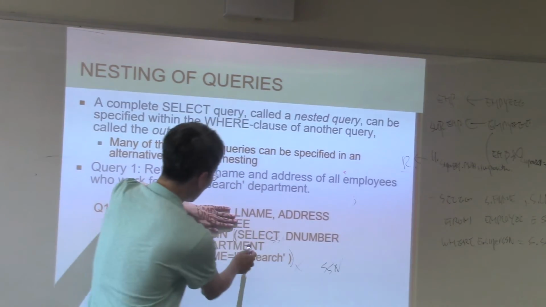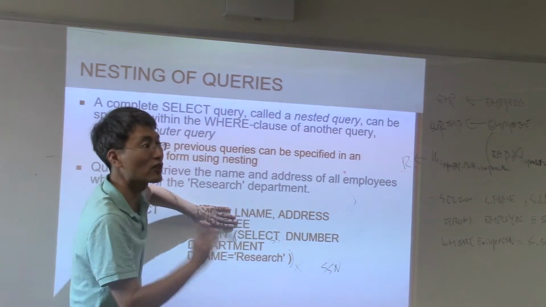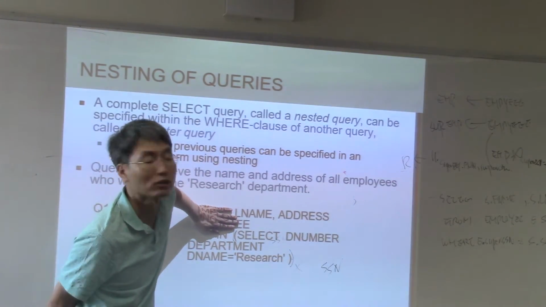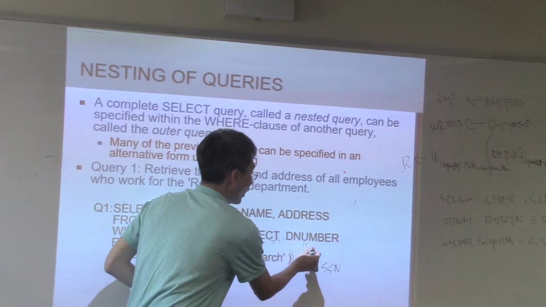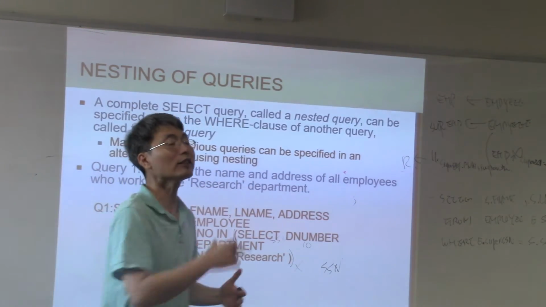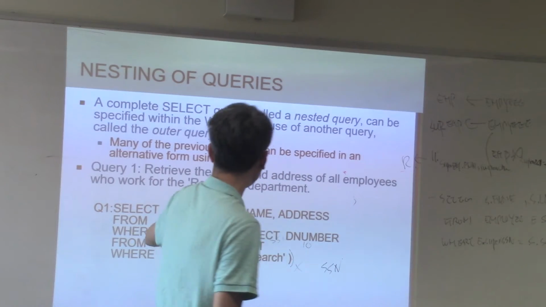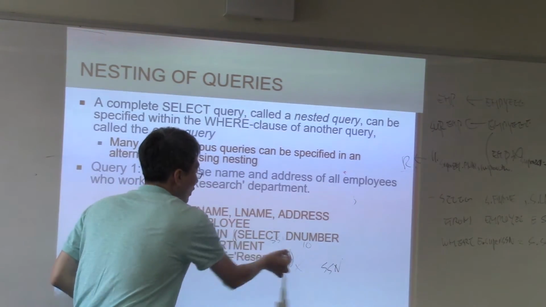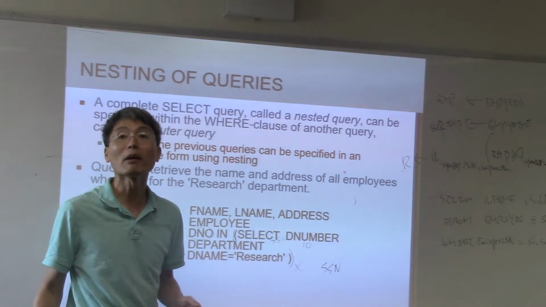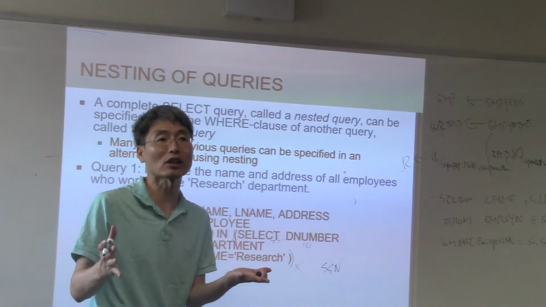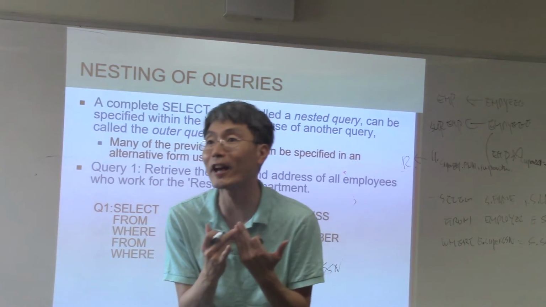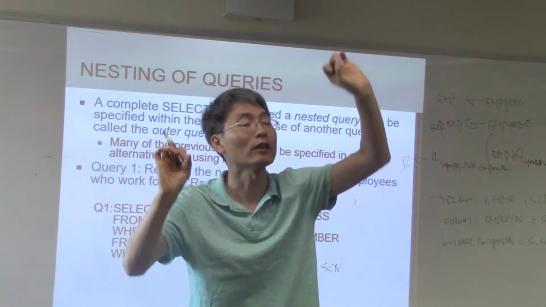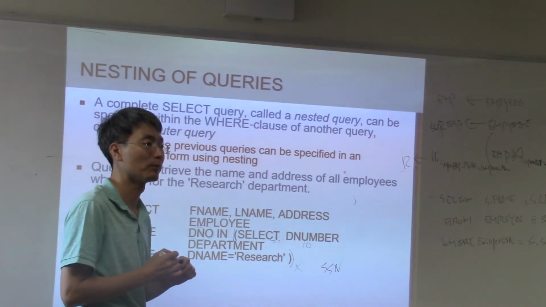Forget about this part, only this query. Select the D number of the research department. Let's say that D number is 10. Okay? And submit another query: select first name, last name, and address of employees whose DNO is 10. That makes sense. So this does not require a direct join operation. Instead, it's a query inside a query, two queries.